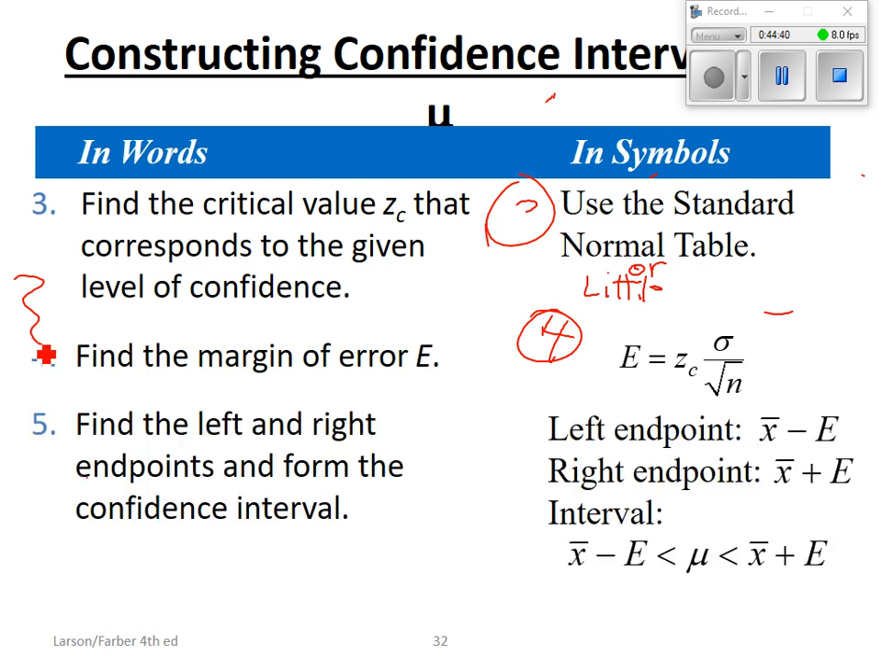Once you find your margin of error, do this formula. Subtract them on the left side, add it on the right side, and just write it out that way.